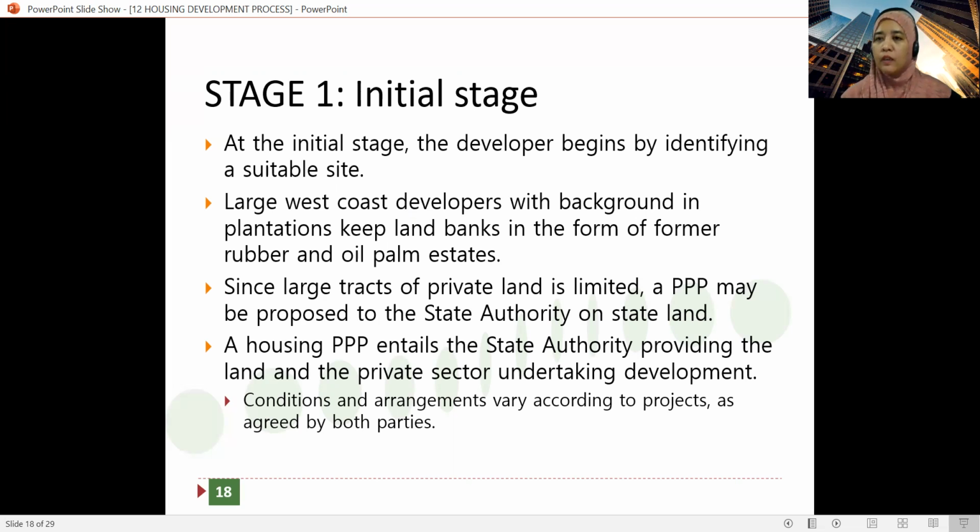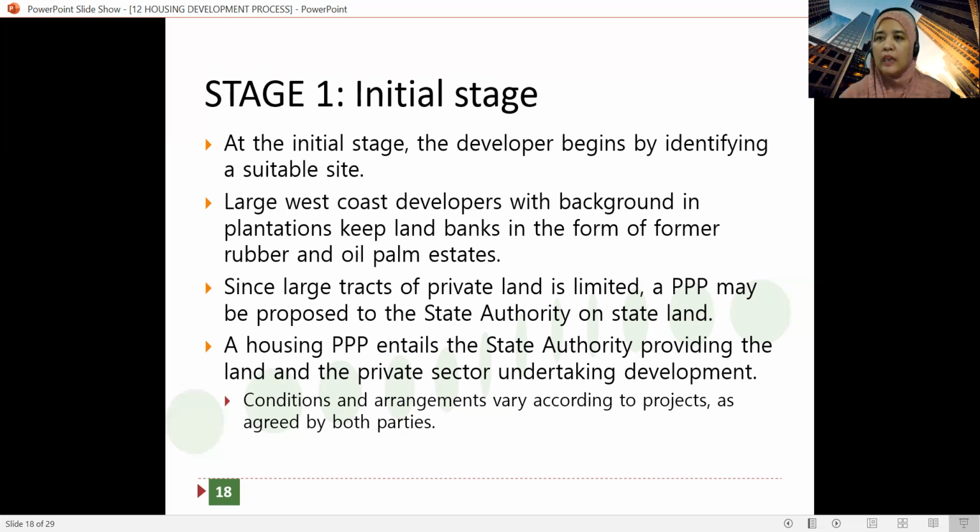Okay, therefore, apa yang jadi ialah state land masih ada. State land masih ada dalam bentuk hutan lah, dalam bentuk state land yang tak dibangun, yang tak diberi milik lagi. Okay? So developers yang ada capital tapi tak ada tanah, they may approach the state authority and they propose a PPP, a private public partnership ataupun a public private partnership, tak kisahlah, whichever comes first. So it's a partnership between the private sector and the public sector. Private sector, the developer; public sector is the state authority.